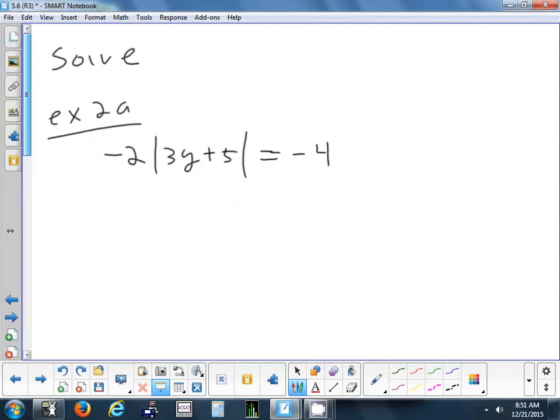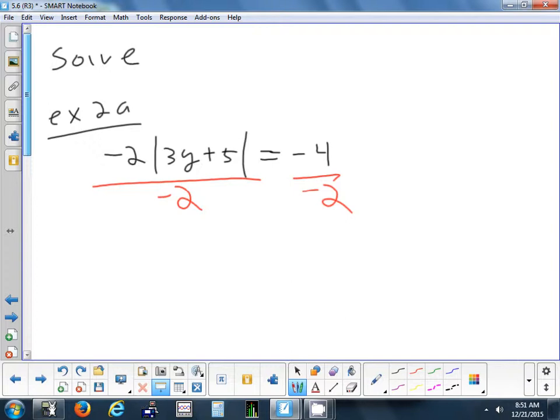Kevin? It has a number on the outside of the absolute value. What does that mean, Caitlin? You're going to divide by that number, and that number is negative 2. Great. So I'm going to divide both sides by negative 2. When you get into a situation like this, where it equals a negative number, but there's something on the outside, it could possibly make that negative number positive.